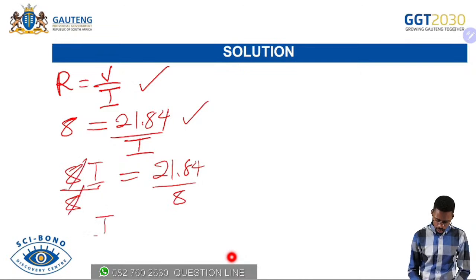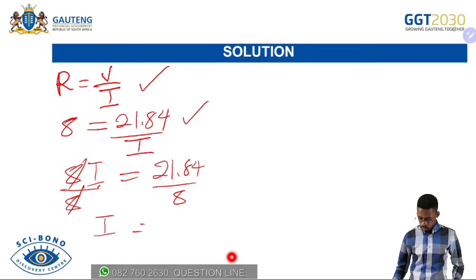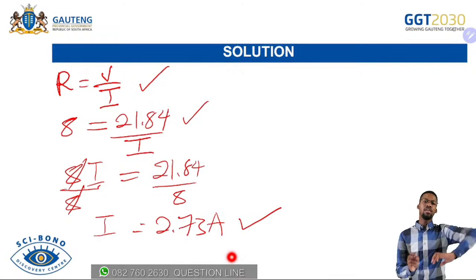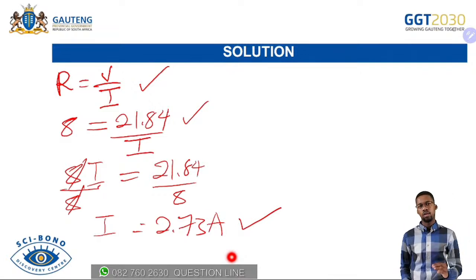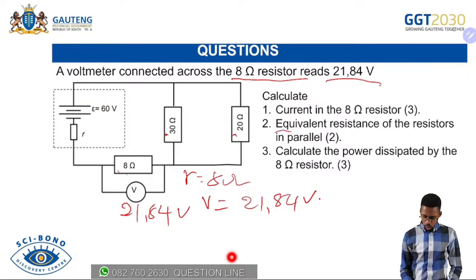They cancel each other. Therefore, current is equal to 21,84 divided by 8. And what will be your answer? 2,73 amperes. 1 mark. So make sure that even when you write your answer, put the correct units. So you become credited 3 marks if you have done something like this.